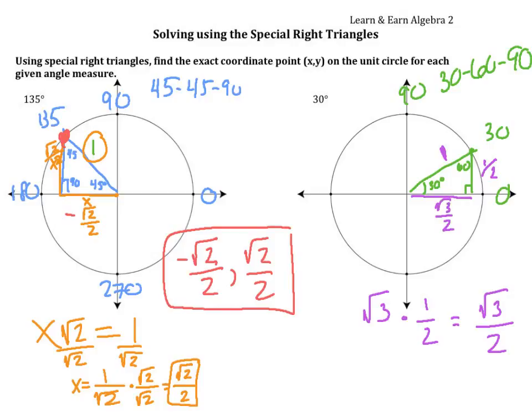So that means this ordered pair is going to be, if I start at the origin, I go over to the positive side, square root of 3 over 2, then I go up 1/2.